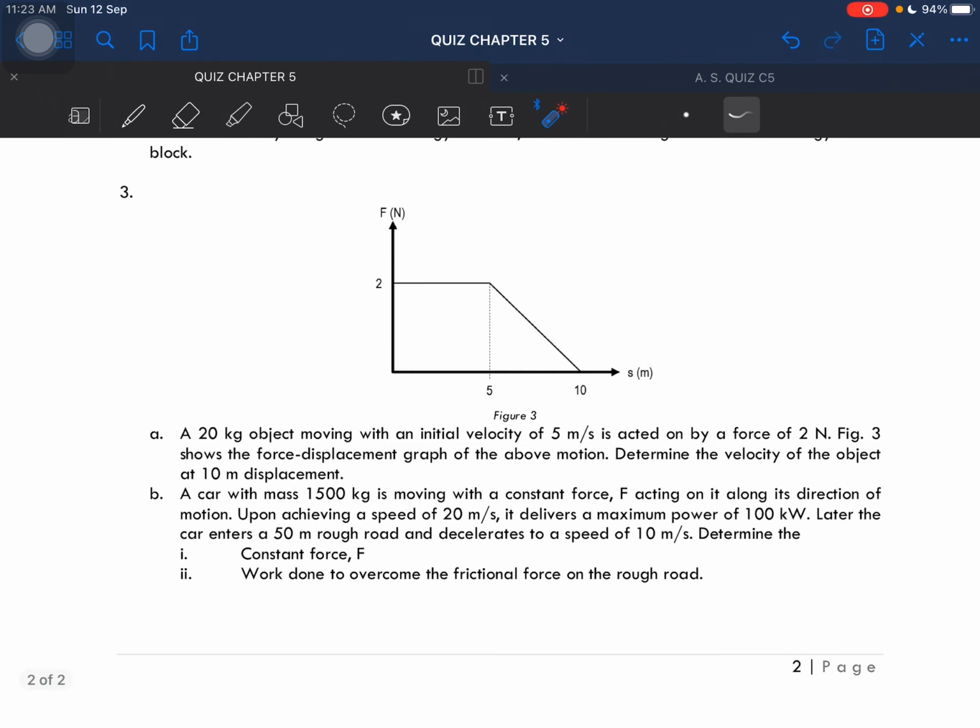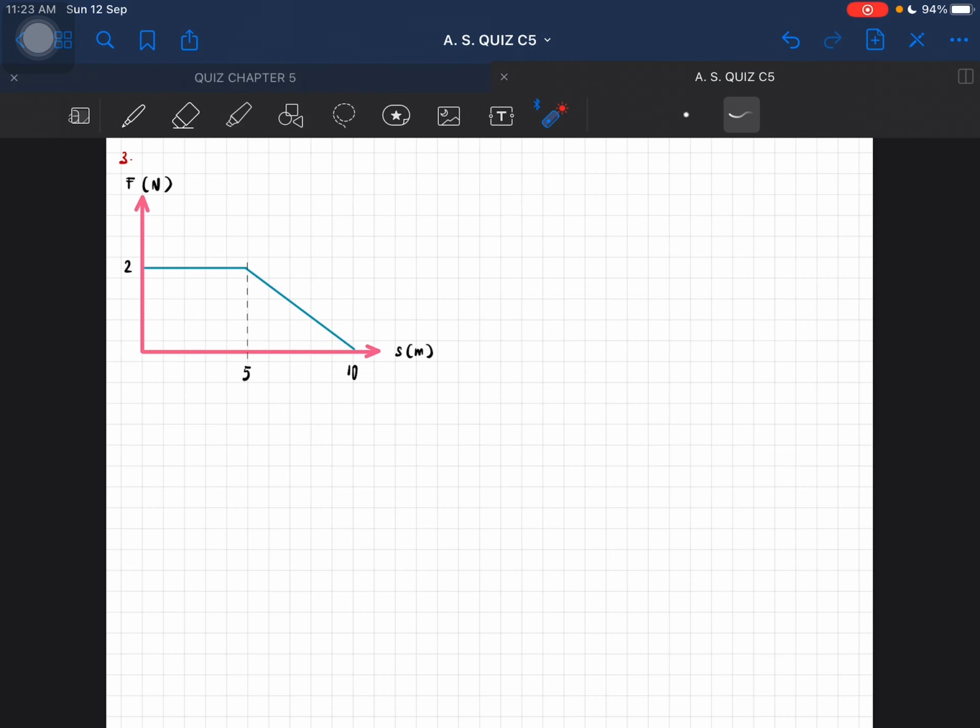Alright, okay, so let's try and solve this question. So this is the graph just now. So the information we have is the initial velocity, which is equal to 5 meter per second. And then we have the mass, which is equal to 20 kilogram.